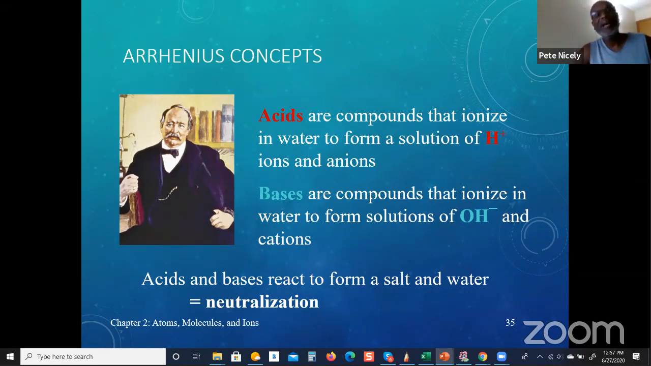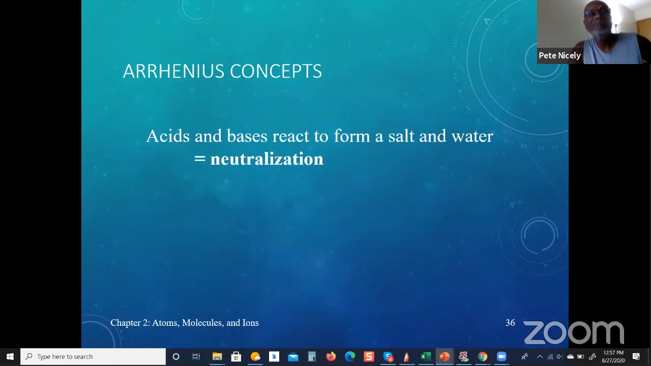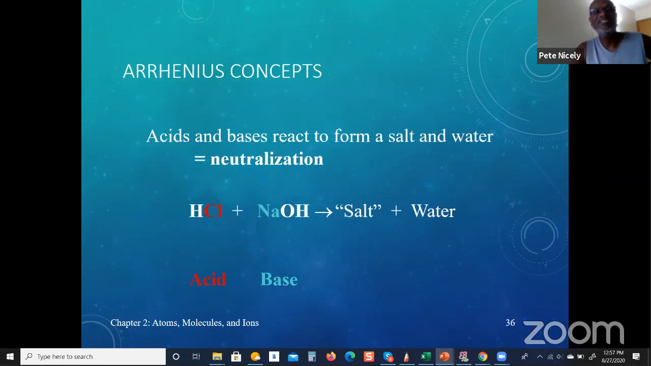And as I said before, the reaction between an acid and a base will form a salt and water, and that reaction is neutralization, all right? So according to the Arrhenius concept, an acid such as hydrochloric acid will react with a base such as sodium hydroxide to form a neutral solution. Now, this is not 100% true, but we won't complicate things now. But suffice to say, when you get to general chemistry 2, you're going to learn that there are some salts that are acidic and some salts that are basic, all right?